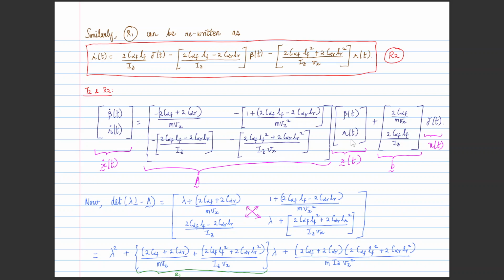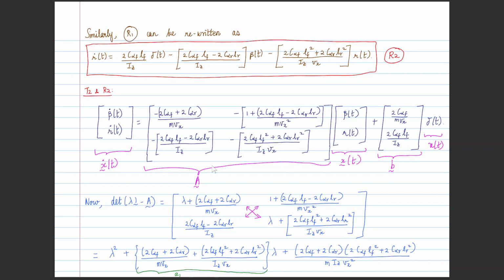Our states are beta and r. Our input is delta, so the steering angle is the input, which changes beta and r. Okay, the change in beta and r, that is beta dot and r dot, can be evaluated in terms of input and previous state using this state space equation.